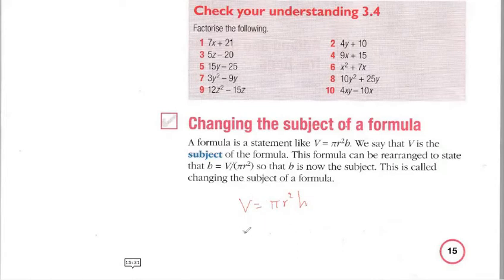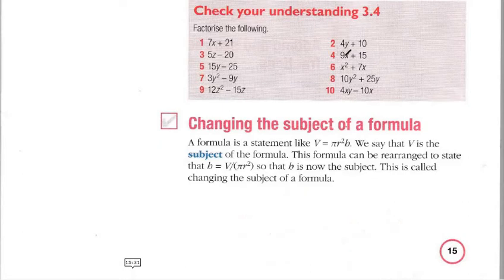When we say C equal 2 pi r, C is the subject of this formula. C equal pi d. So C is the subject of this formula. A equal pi r square. A is the subject of this formula. A equal length times width. A is the subject of this formula.